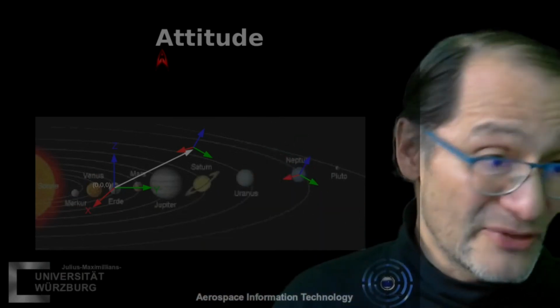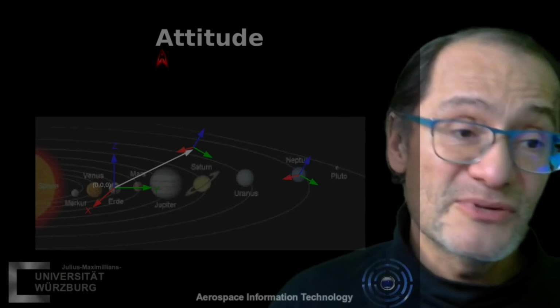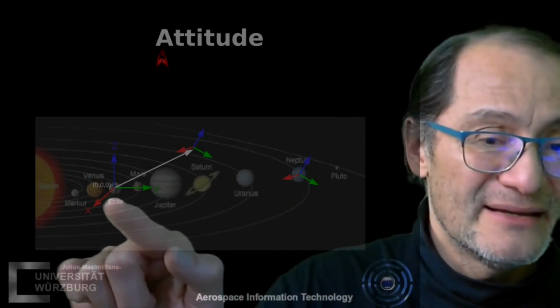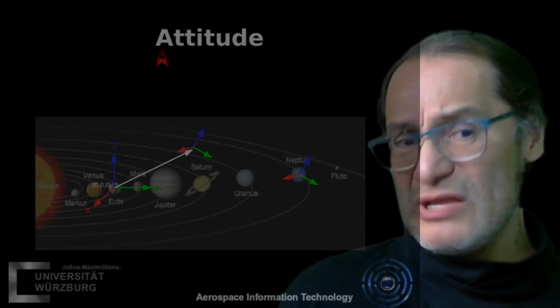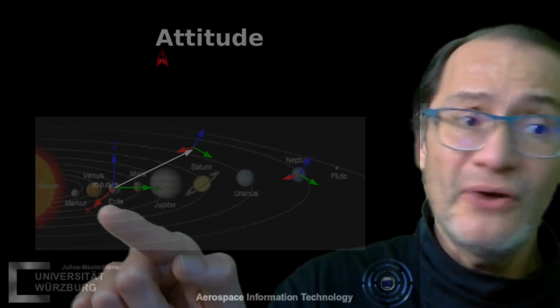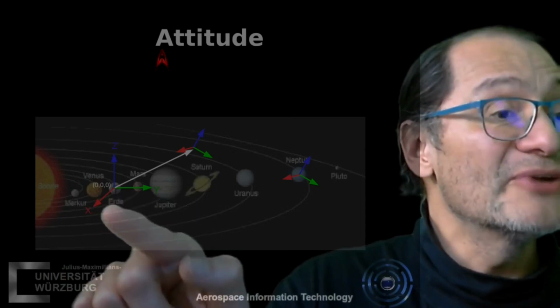Maybe for both things, for attitude and for position. And what do you think? Do we still need the coordinate system of the Earth? Now we are in orbit in Neptune, so we can forget about the Earth. No, it's not, because we want to communicate with the Earth.